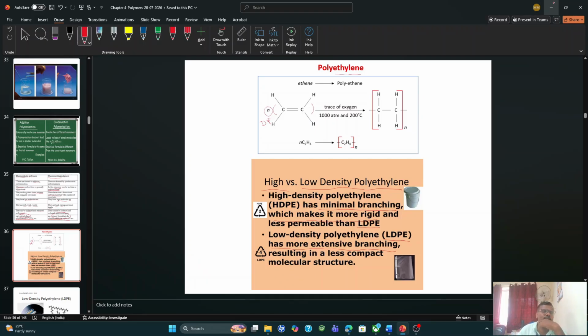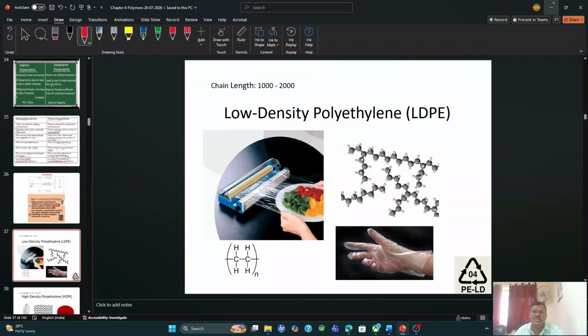Many students get confused on this point, because generally we think the more the branches, the more the rigidity. The term that comes into the picture is high density. High density, you would think, should have more branches, but here it's not the case. The lesser branches give us a high density polymer, whereas more branches give us low density polythene.